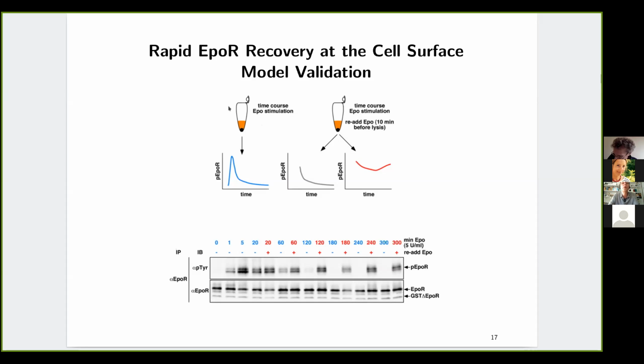So this is a normal stimulation. You stimulate, Epo receptor gets activated, gets phosphorylated, and after a certain time it goes down. Now, if the system is not staying awake, that would mean if before we harvest the cells, we re-stimulate with Epo, in the situation that it's not staying awake, the phosphorylation of the receptor would just go down as here. But if it stays awake, it would be possible to re-stimulate it and the phosphorylated Epo receptor concentration would go up.